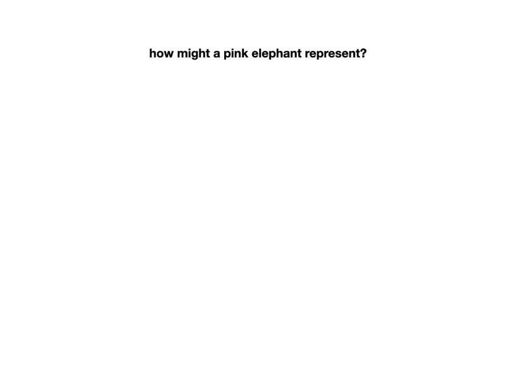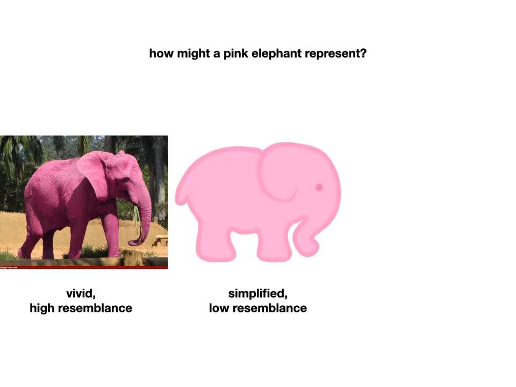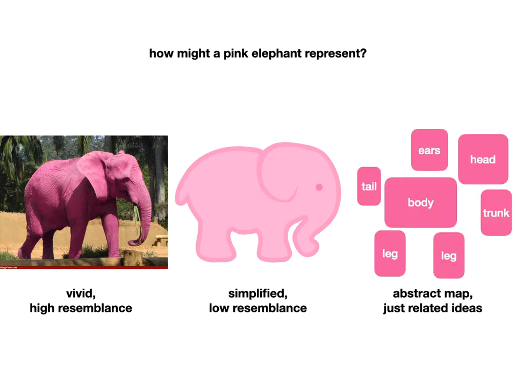There's a spectrum here. You could have a very vivid, high resemblance representation. You could have a little bit simplified, lower resemblance representation, or you could have just a fully abstract map of related ideas, right? The ears and the head are connected to each other. The tail is attached to the body, that kind of stuff. And they're all pink, of course. So these are all valid representations. You may have never even seen a thing before, but you can still know things about it, and you can still use your internal representation of that thing to good effect.